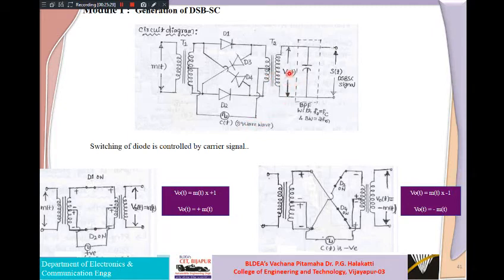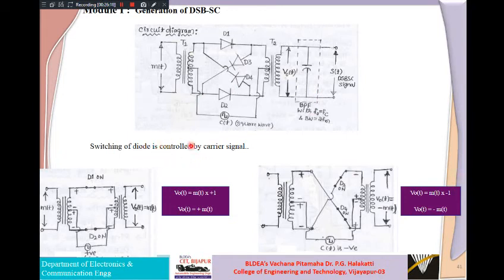Coming to T2, at the primary of T2 we apply the carrier, and at the secondary we get the output voltage v0(t). The third main part is the band pass filter, with a capacitance and frequency tuned to fc, providing a bandwidth of 2fm. Across its output we get the suppressed carrier, double sideband AM signal. So there are three parts: two transformers, the four diodes, and the BPF. Now let's start the operation.